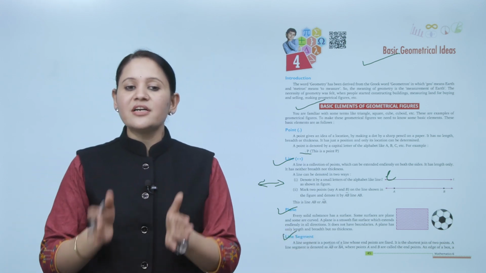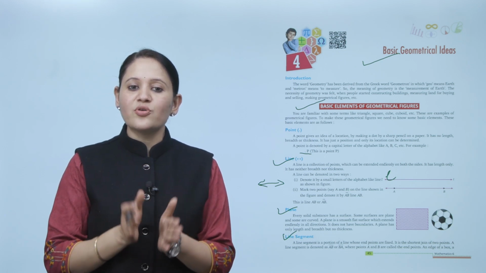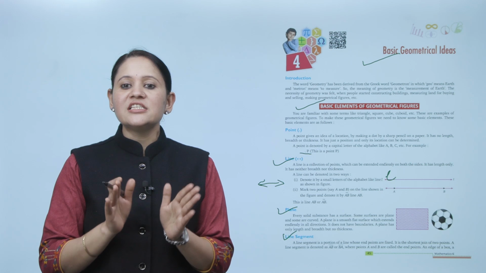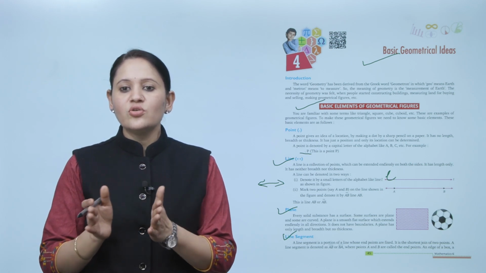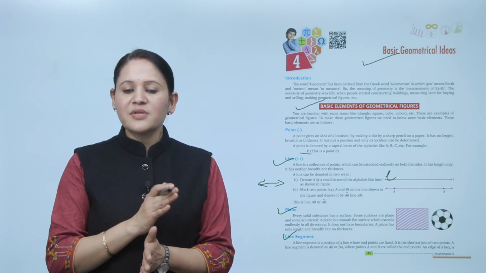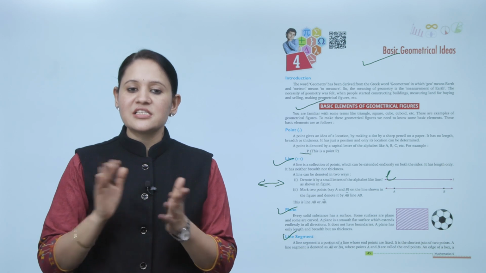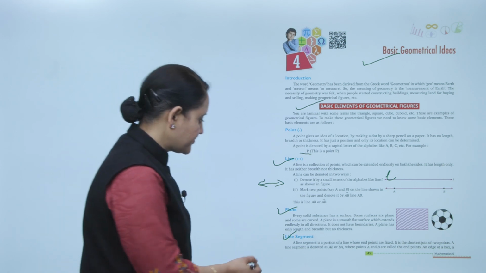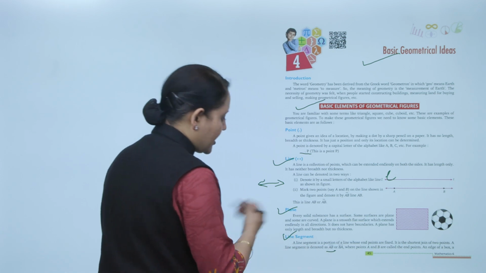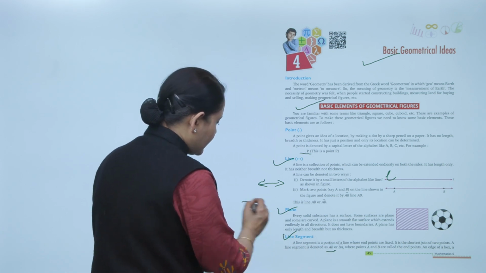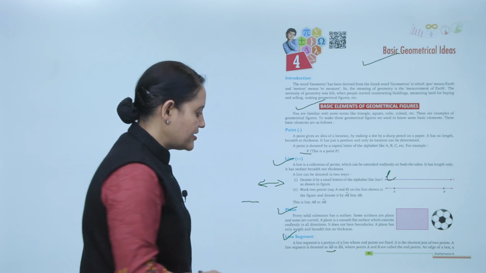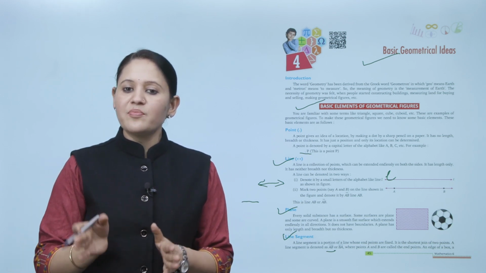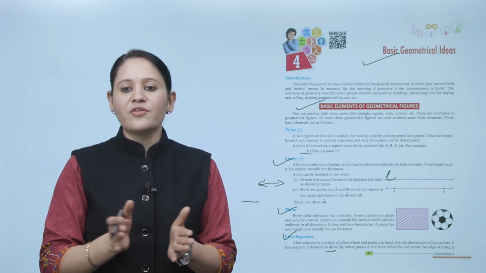Line segment means a part of a line. A line segment is the portion of the line whose endpoints are fixed. It is the shortest join of two points. कैसे हम करते हैं? 2 points को join करके line segment बनाते हैं. A line segment is denoted by AB or BA. This is the line segment. ठीक है? Here the points A and B are called the endpoints, like the edge of the box. Clear?